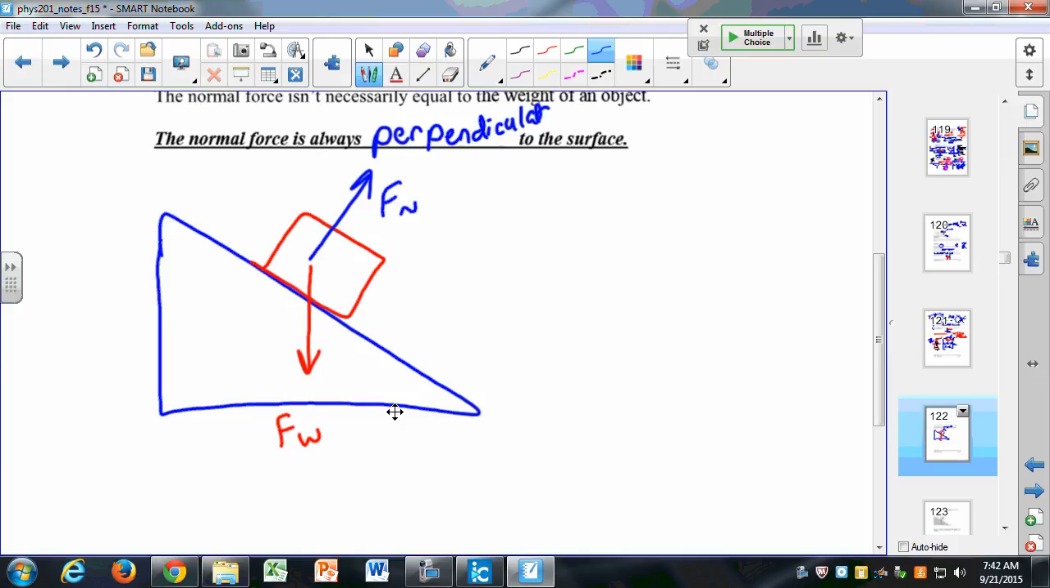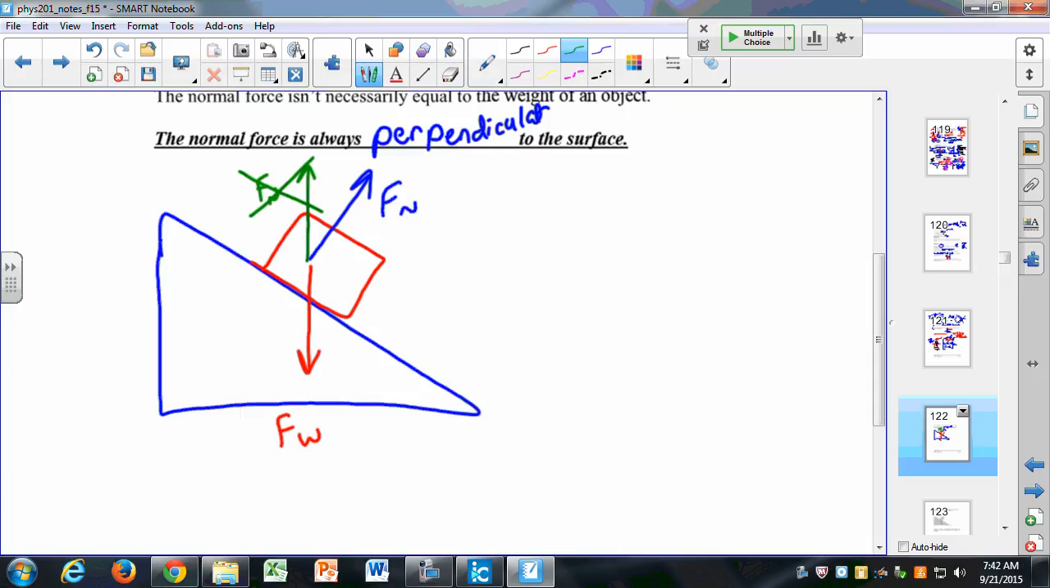Often students will instead draw their normal force like this. That is not correct. But I think you're just so used to having the surface be horizontal that you always draw your normal force up. But that is not necessarily the case. The normal force does not have to be up.